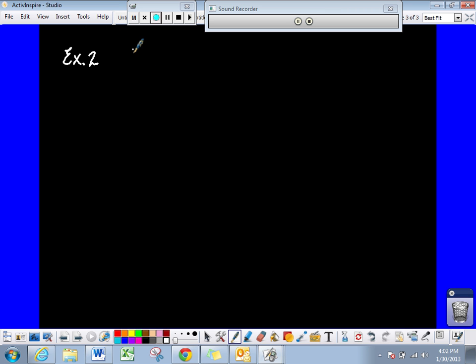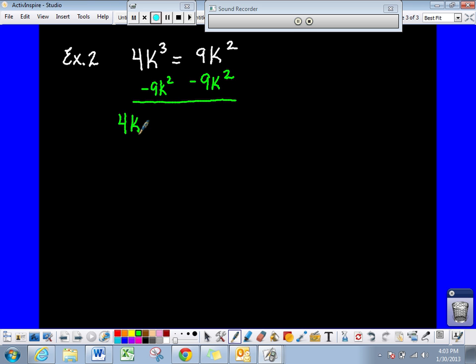All right, so we're going to look at 4k cubed equals 9k squared. The question we want to ask ourselves is, is it in standard form? The answer is no. So we're going to bring the 9k squared over to the other side. Because this is a plus, we are going to subtract. So we end up with 4k cubed minus 9k squared, and that's going to equal 0.